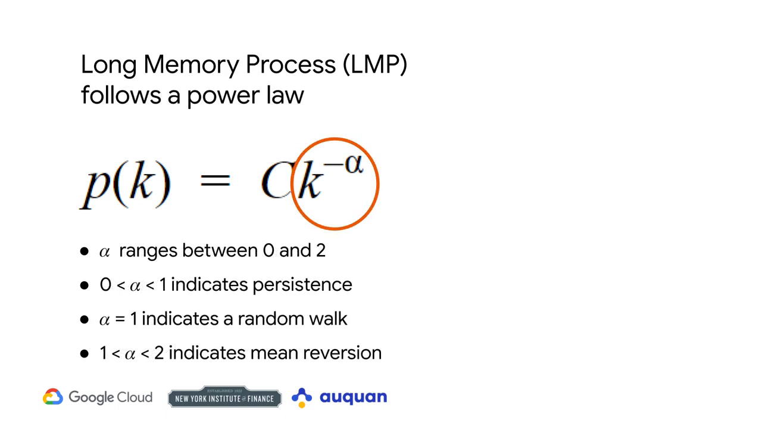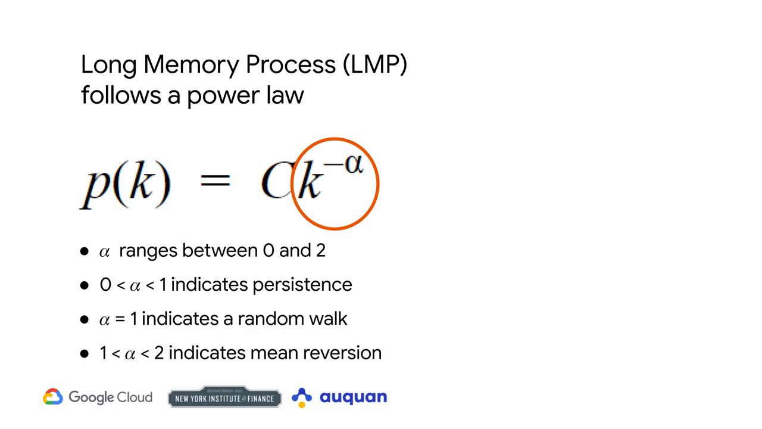In a long memory process, autocorrelation decays over time, and the decay follows a power law. Power law decay time series are characterized by autocorrelation functions that decay at a rate of k raised to the minus alpha power, where k is the lag and alpha is the decay parameter. When alpha is between 0 and 1, the time series exhibits strong persistence, with values closer to 0 indicating even stronger persistence. When alpha is greater than 1, the time series exhibits high frequency or alternating behavior and is said to be anti-persistent.